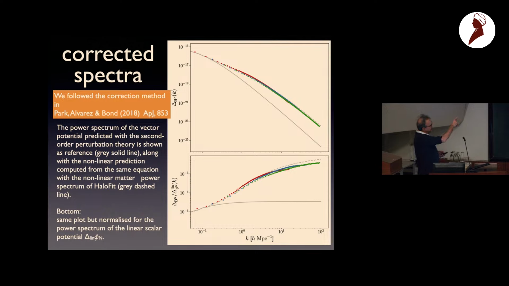And the thin lines here, there are actually 2 thin lines in gray. One is the second order prediction, which underestimates the effect a lot, and the dashed thin line is what you get producing this gravitomagnetic field using halofit, which slightly overestimates, especially on the smallest scales. And the bottom panel is just the same, normalized to the linear power spectrum, okay? To emphasize even more how the second order perturbation theory underestimates the effect, okay?